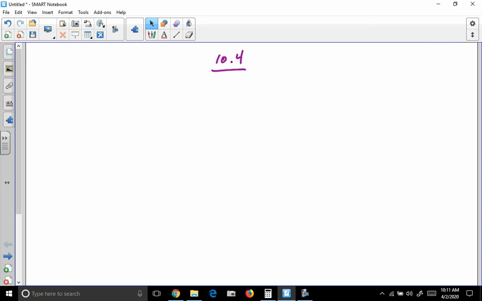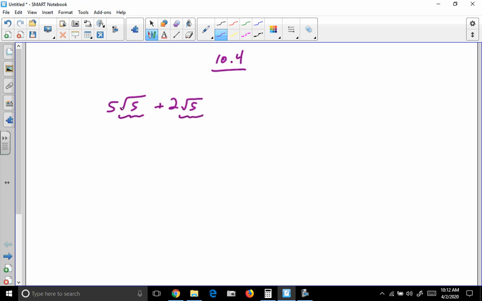Okay, let's look at some examples from 10.4. So in 10.4, one thing that we do is we add radicals. So if you watch the video that went along with this section, in order to add radicals, they must be like terms, meaning that they must be the same index, so both square roots and not cube roots or fourth roots or sixth roots, and the number underneath has to be the same.